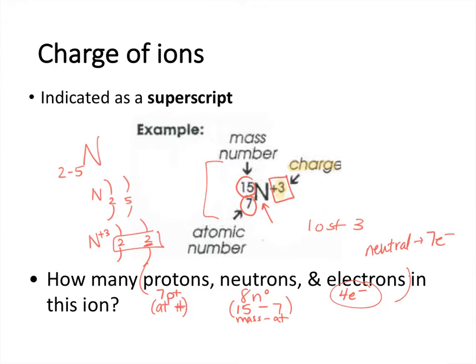So that's a quick lesson on ions. We'll work on some practice in class, but it's an overview that if an atom gains 1 or more electrons, it becomes negative. If it loses 1 or more electrons, it becomes positive.